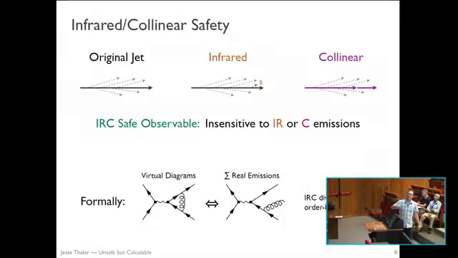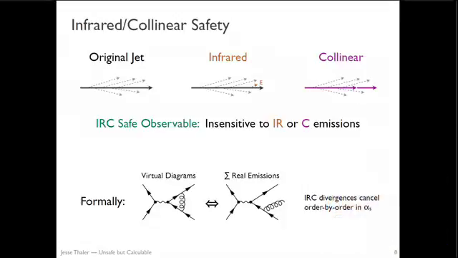In particular, there are infrared singularities in virtual diagrams, which are canceled against these real emission type singularities. If you've done an appropriate infrared and collinear safe measurement, then, at least at the partonic level, you're going to get a cancellation of these divergences order by order in an alpha S expansion, such that your calculation makes sense at leading order, next to leading order, next to next to leading order, and so on and so forth, if you're measuring a safe observable.